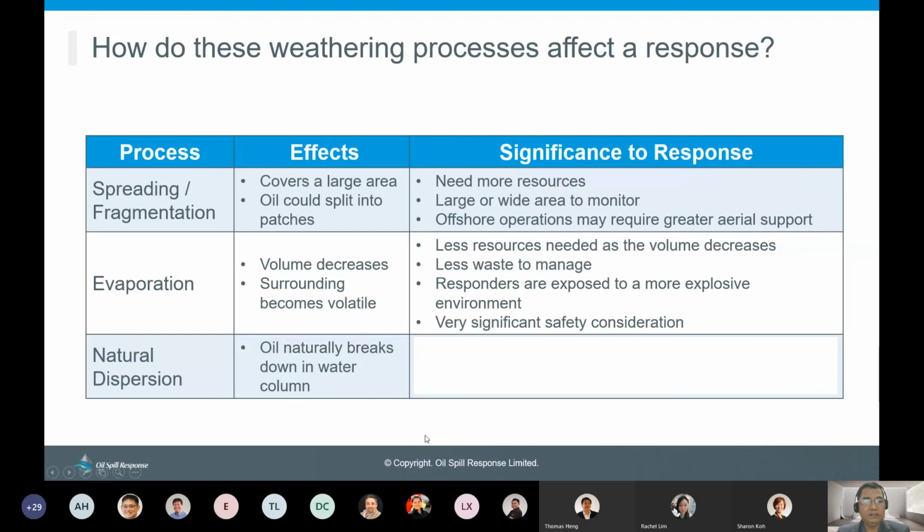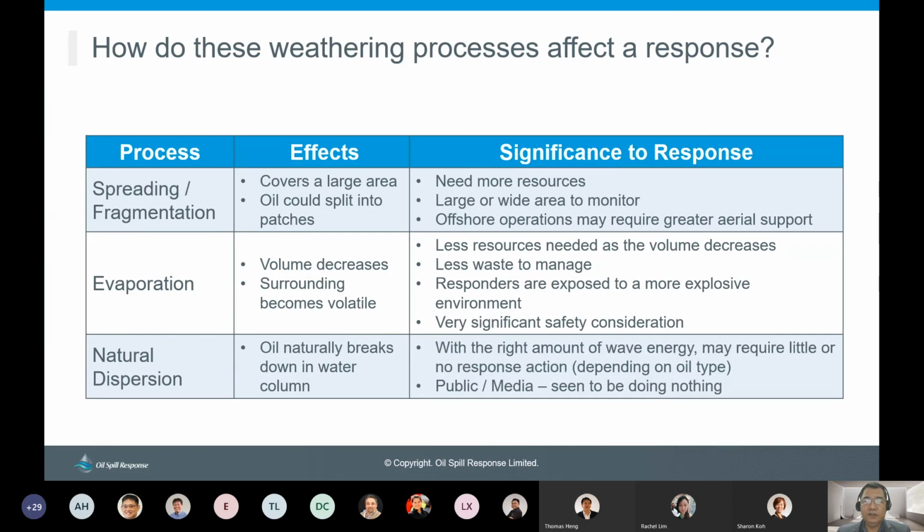Lastly, we'll talk about natural dispersion. As we know, the oil just naturally breaks down in the water column because of the energy. The significance of this is that with the right amount of wave energy, we may require little or no response action at all. Again, it depends on the oil. But the disadvantage is the public and the media see it as doing nothing, and it's not good for the public's eye.